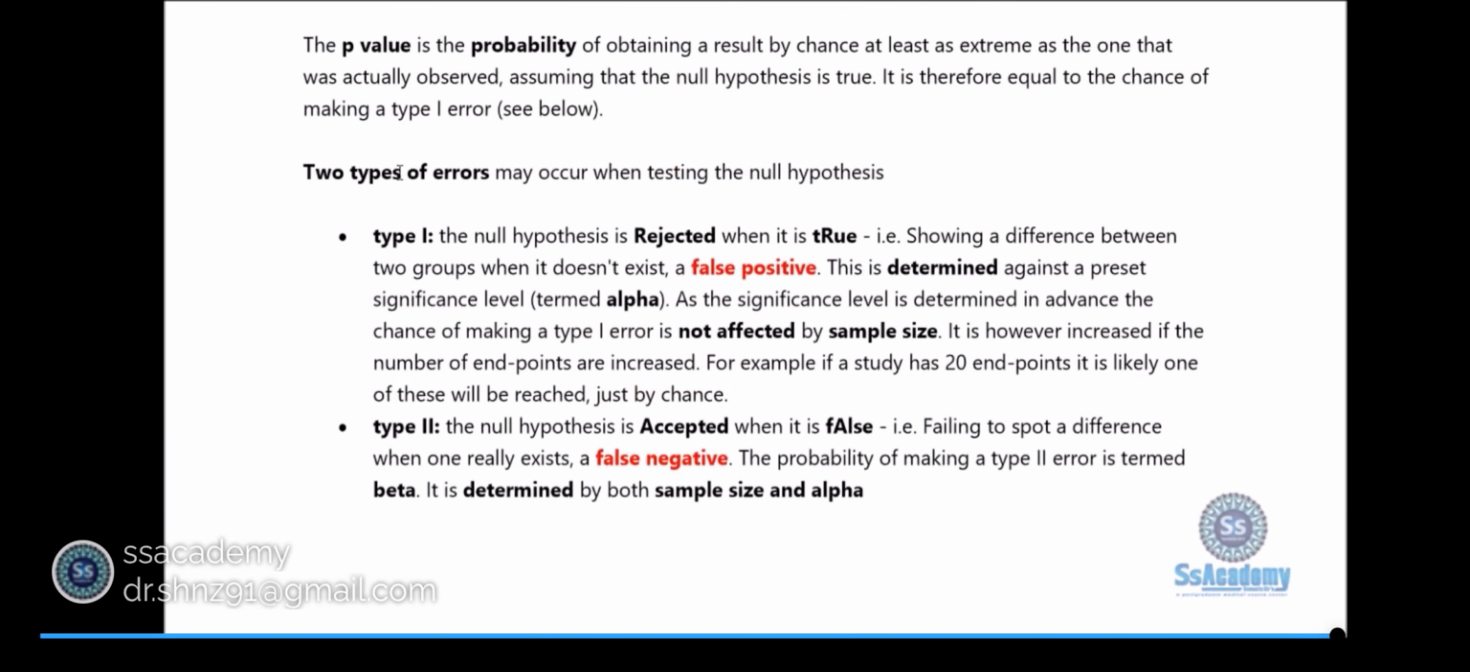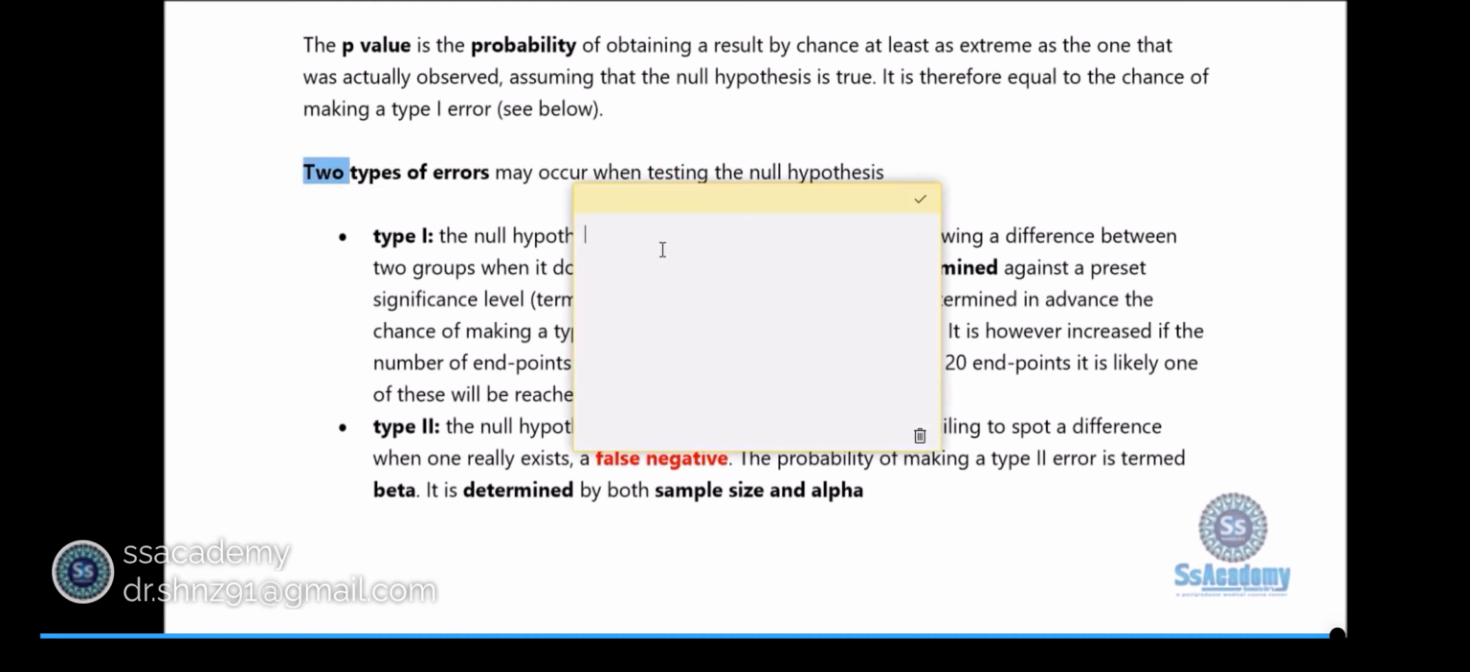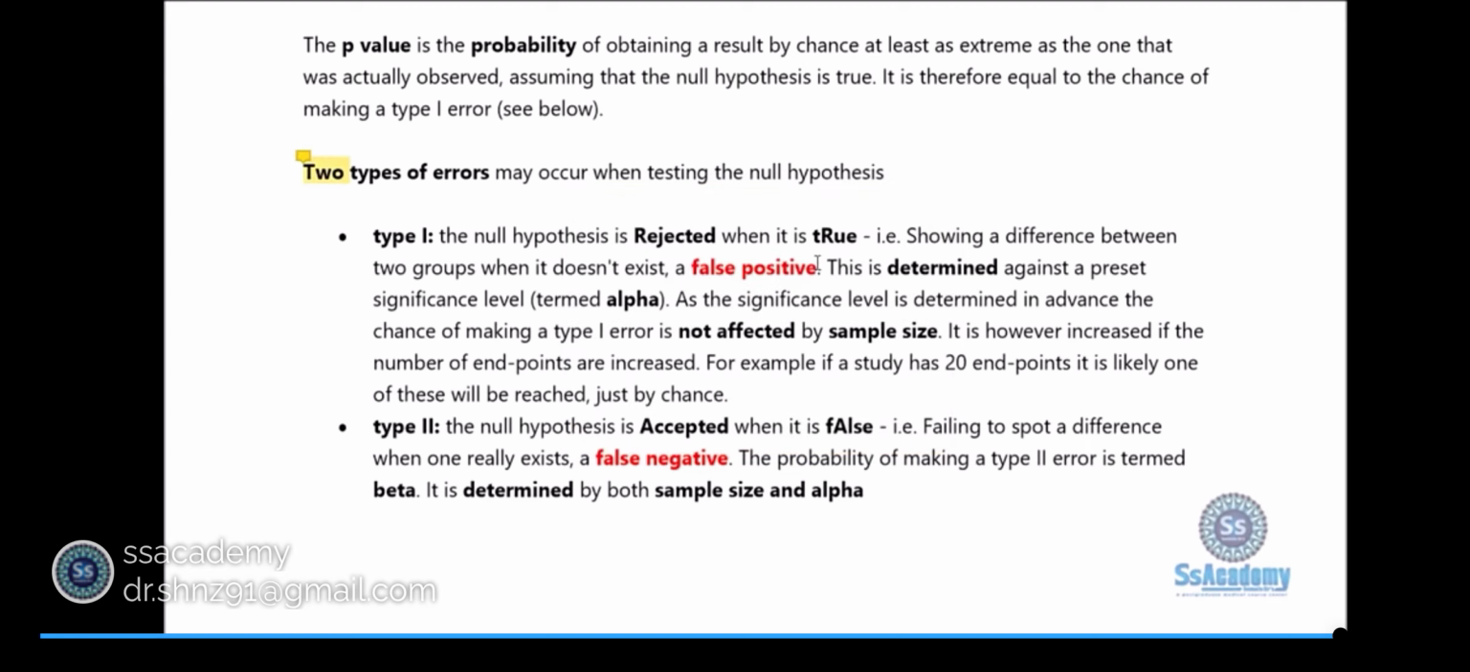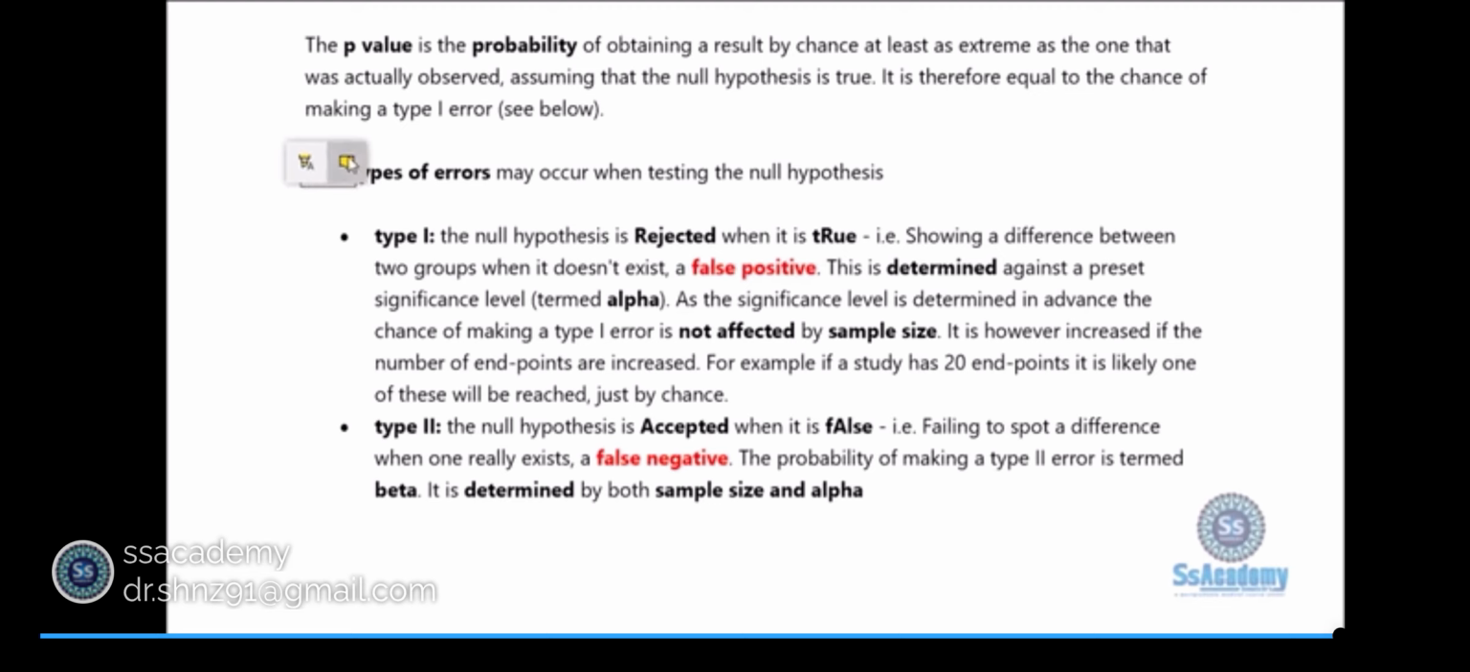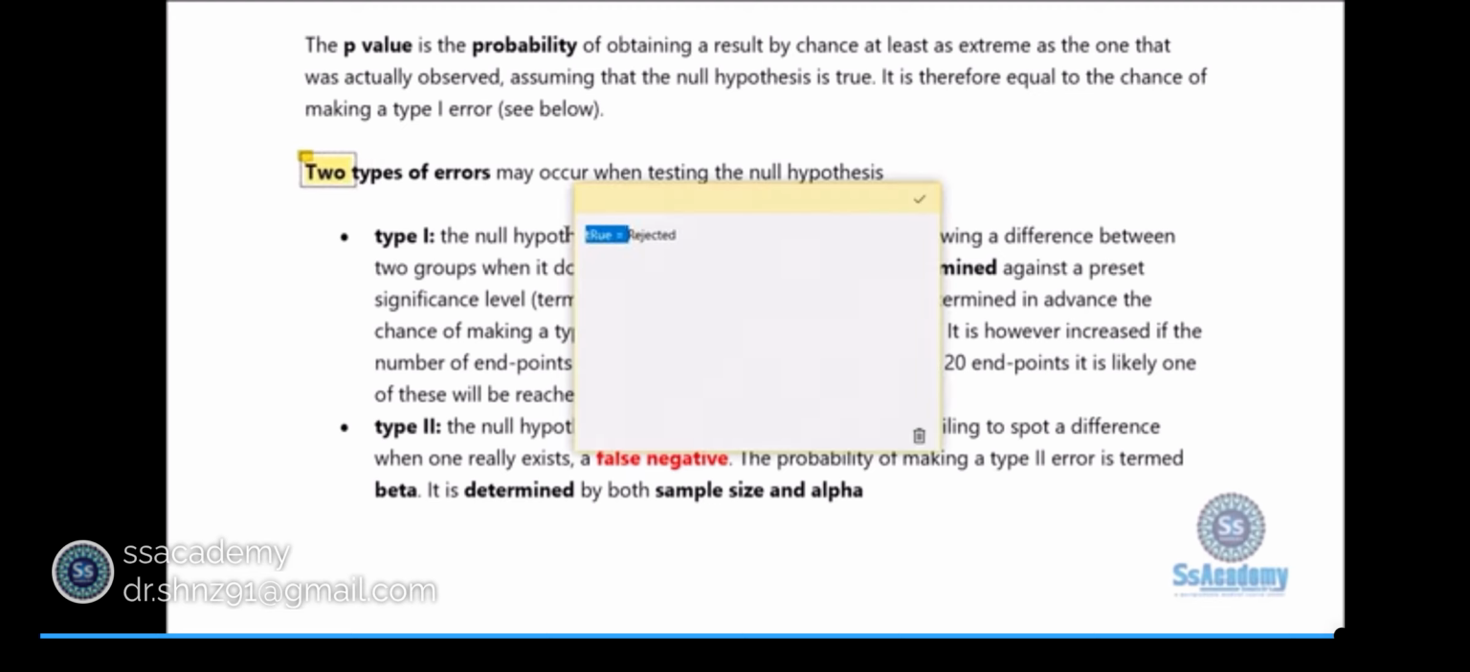Make a box, my dear. This is really important, the way I've written it. The null hypothesis is rejected when it is true, and accepted when it is false. So rejected when true, and accepted otherwise, when false.